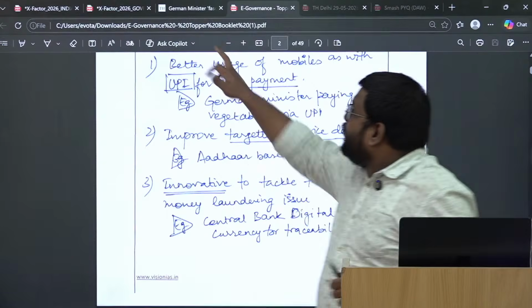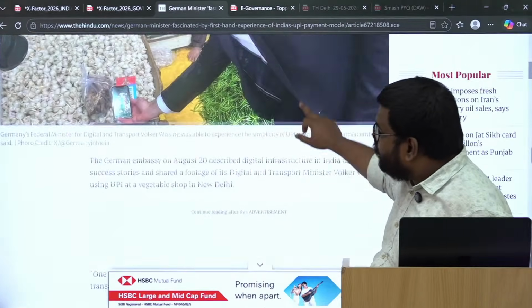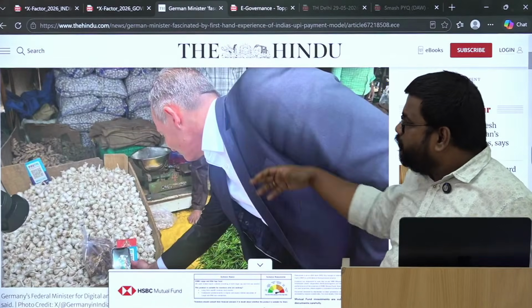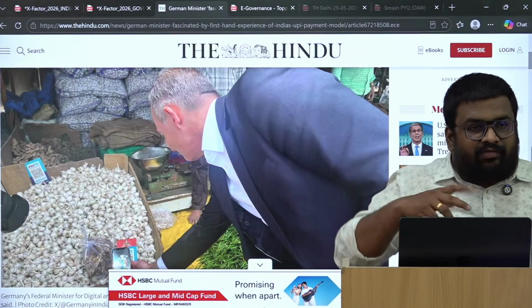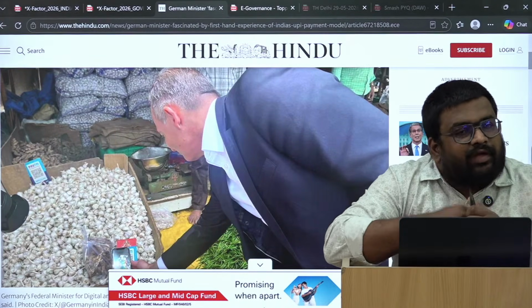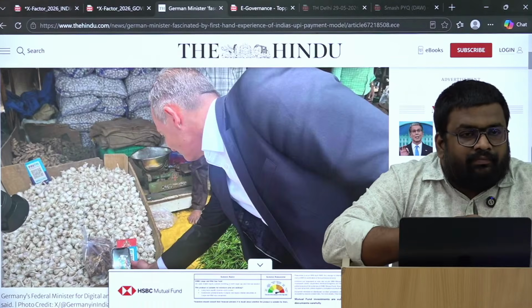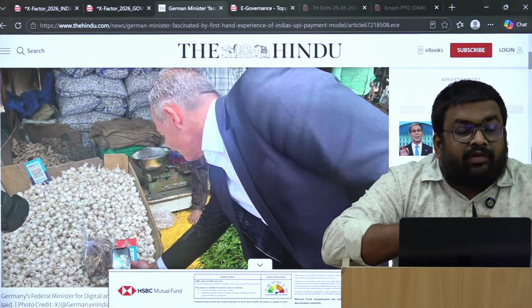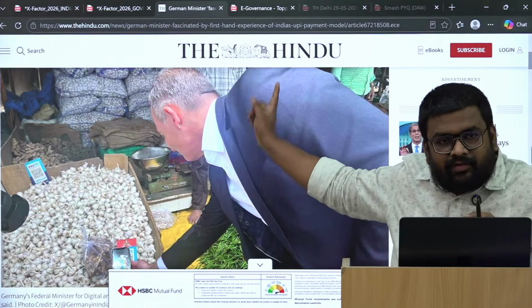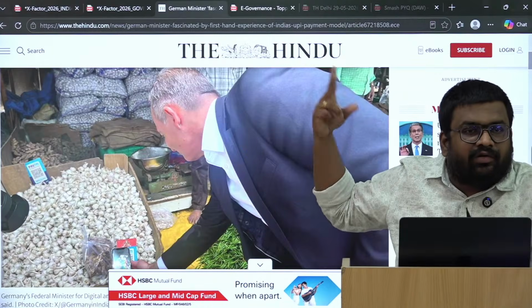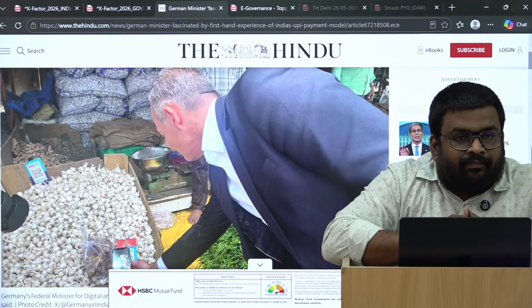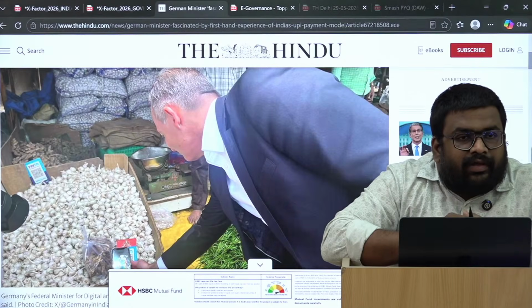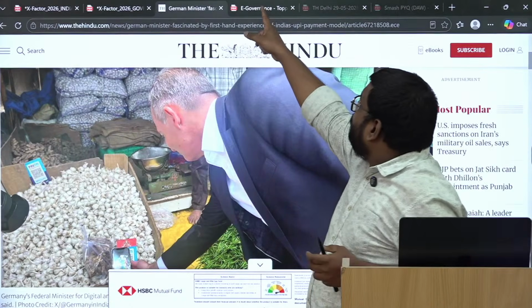Now for this you did not need to read this whole news. Whether he read it or not, or he would have simply seen the image of it somewhere in the newspaper, immediately you would have thought, okay, I can use this in either e-governance or digital public infrastructure or India's payment systems. Only then did it get reflected in his answer.